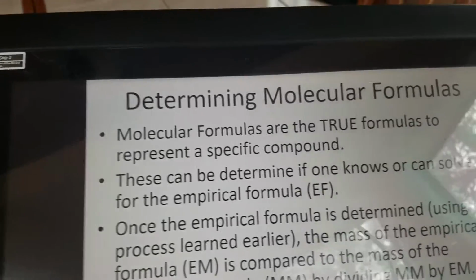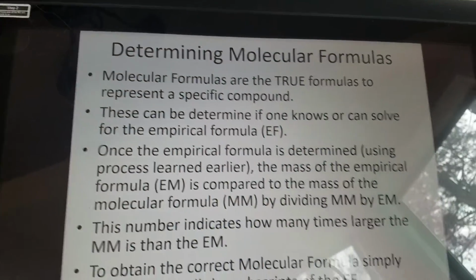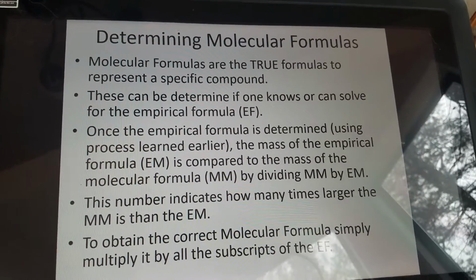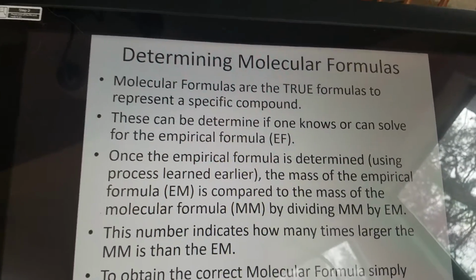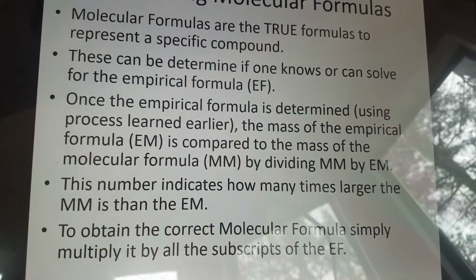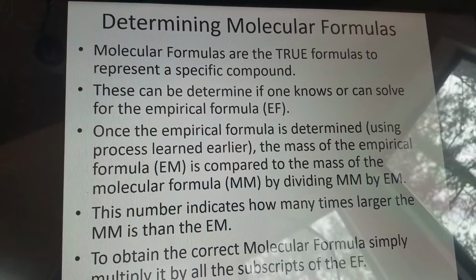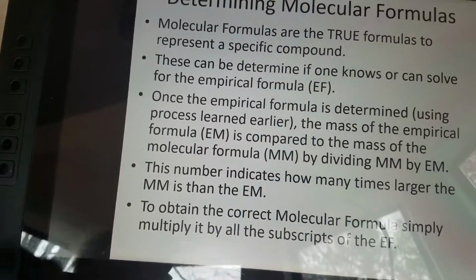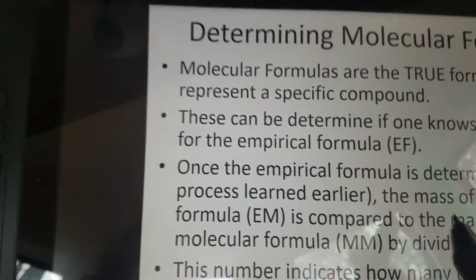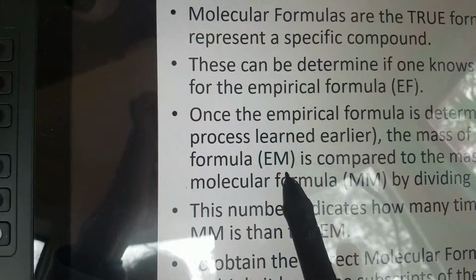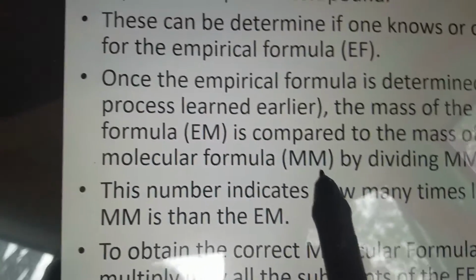So there's some others to try. So the last thing we'll look at real quickly is determining empirical formulas. Determining molecular formulas from empirical formulas. Your molecular formula is what's referred to as the true formula, so it can be a multiple of your empirical formula. So I'm going to use EF for empirical formulas, EM for the empirical mass, MM for the molecular mass.